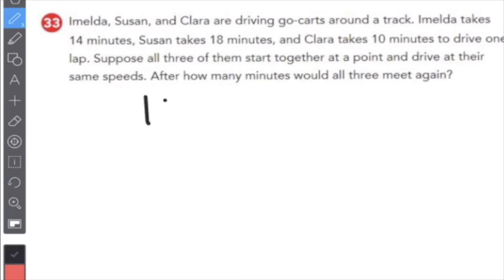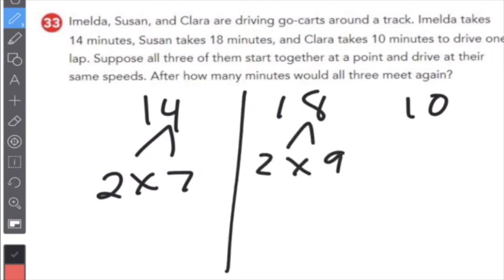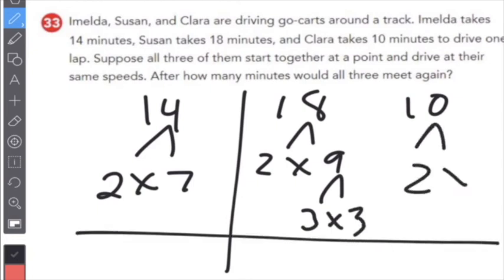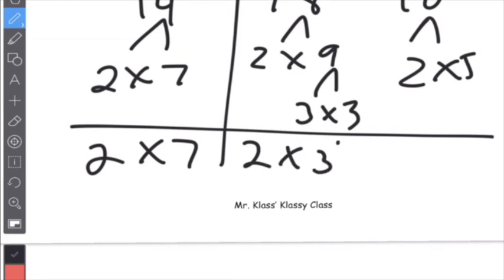So we write 14, 18, and 10. This is 2 times 7. This is 2 times 9, which is 3 times 3. And 10, it's easy, is 2 times 5. So let me just move this up a little bit. So it's 2 times 7. This is 2 times 3 squared. And 10 is going to be 2 times 5.